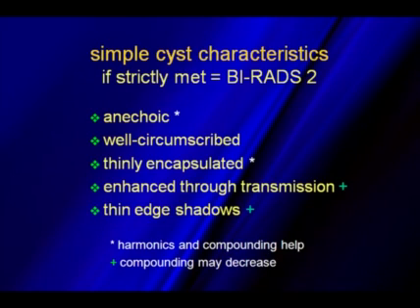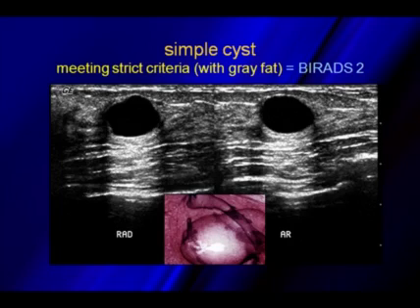So if we look at our strict criteria, if we're going to call something a BI-RADS 2, it needs to be completely anechoic, well circumscribed, thinly encapsulated with enhanced through transmission, and a lot of times we'll see thin edge shadows. Now, things like compounding and harmonics will help with these if you look at the ones with the asterisks behind them. But compounding may actually decrease through transmission and thin edge shadows if you're using that. However, these are features that can be turned on and off while you're scanning if you still like to be able to see the thin edge shadows and the enhanced through transmission.